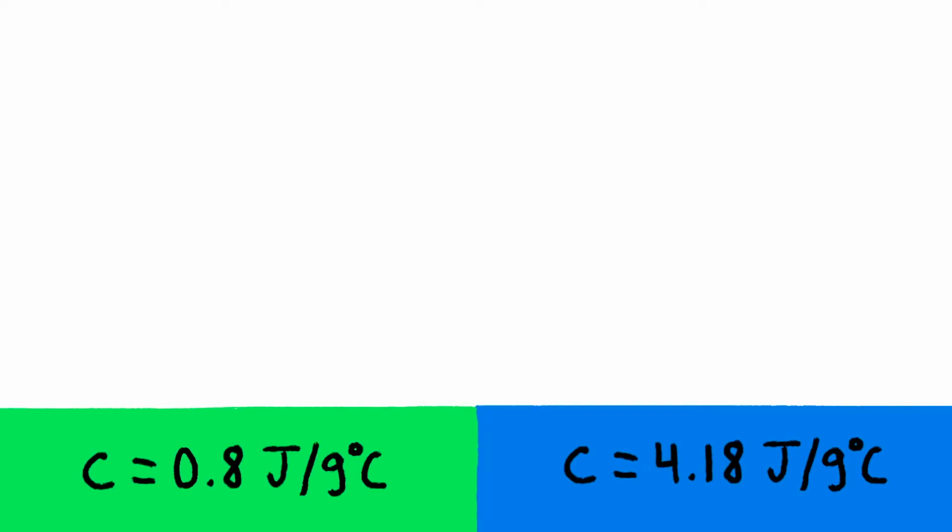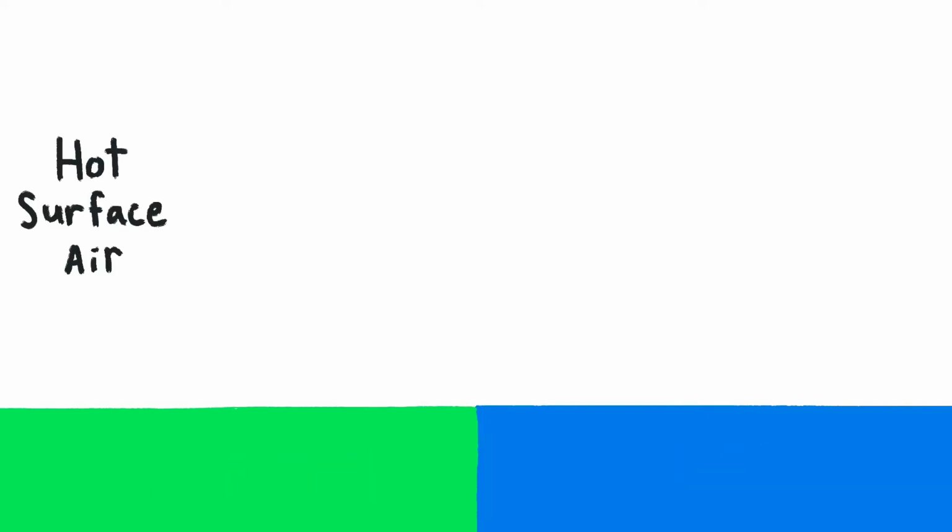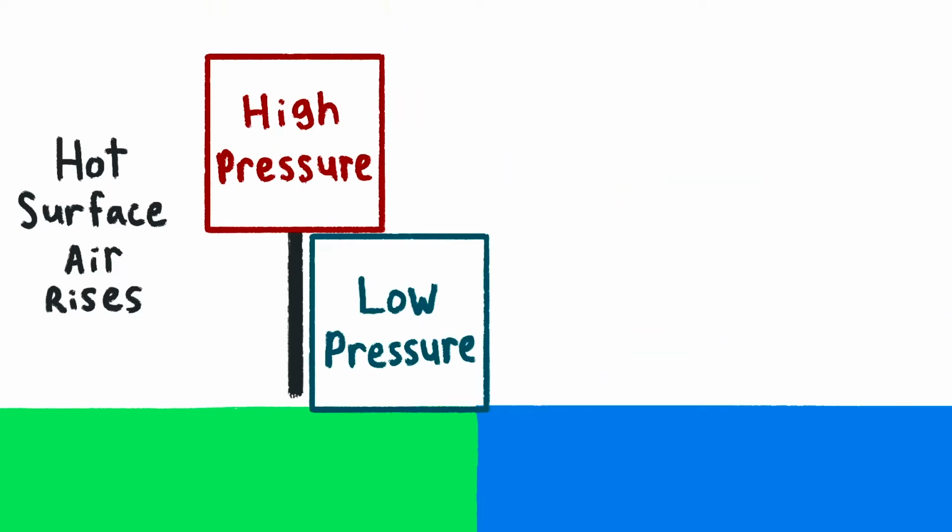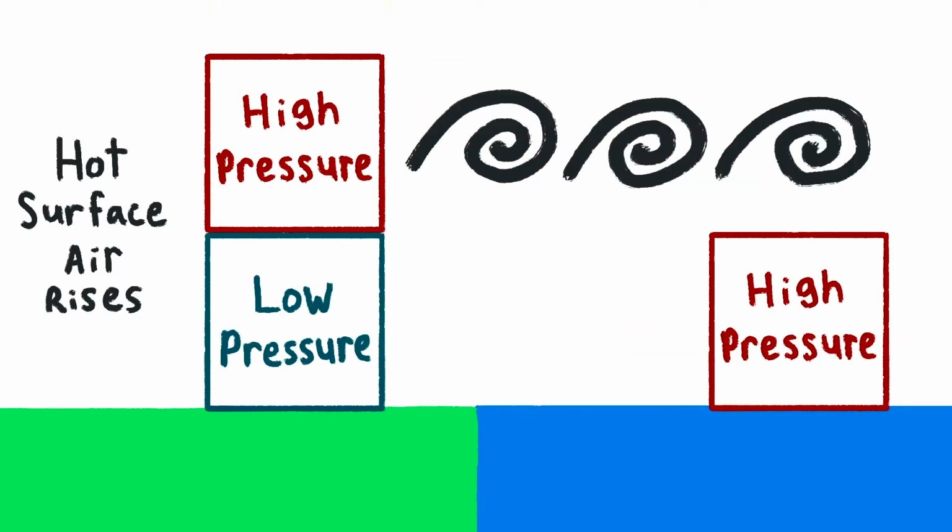It's important to note that because land heats and cools quicker than water, it creates sea and land breezes in a manner similar to atmospheric circulation, but on a much smaller scale.